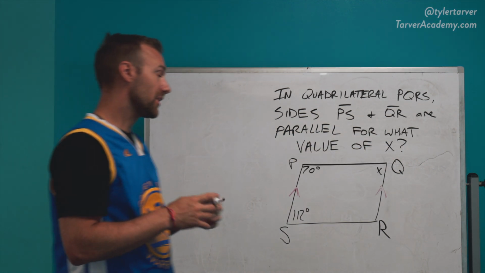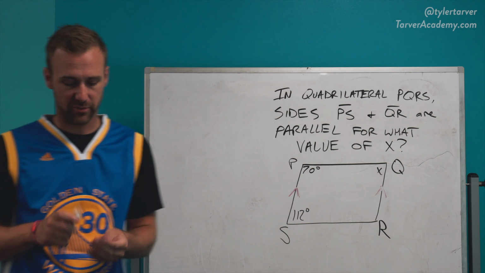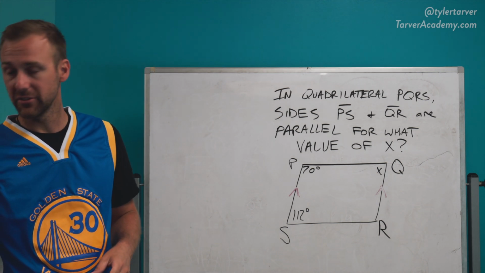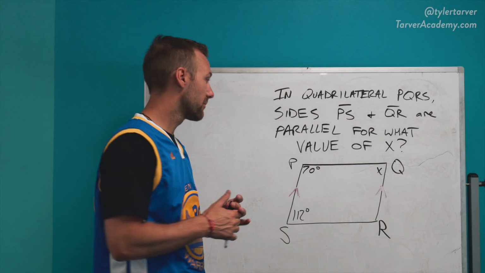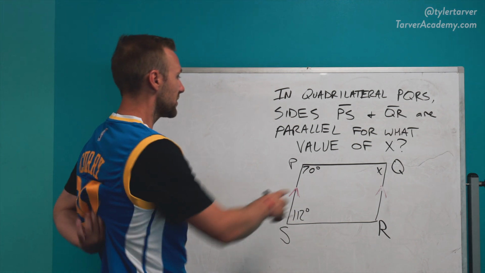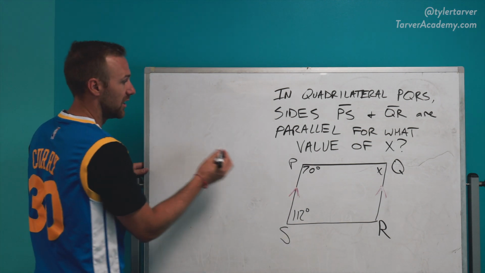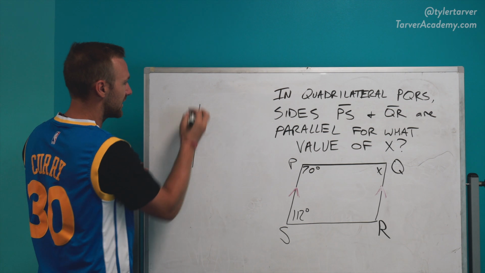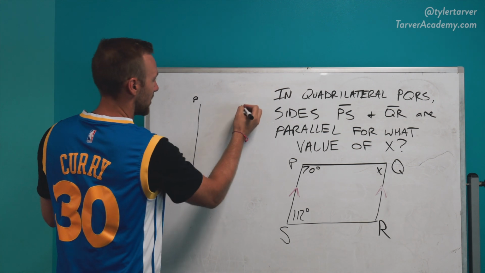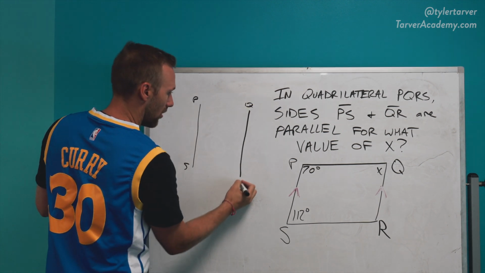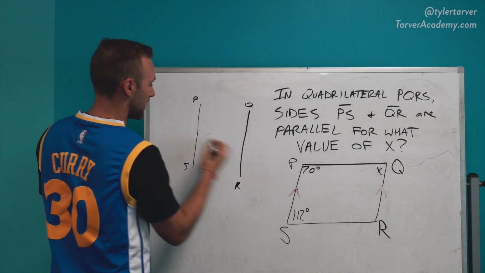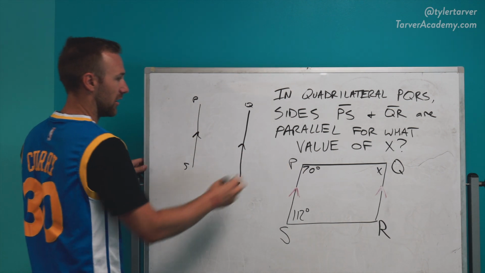Now, this is a tricky one. I'm gonna switch markers because I don't want you guys to get confused, just like I don't want to be confused, okay? So in this problem, I'm gonna rewrite it if that's okay with you guys. So they want PS and QR, these are my 2 sides, they want them to be parallel, okay?